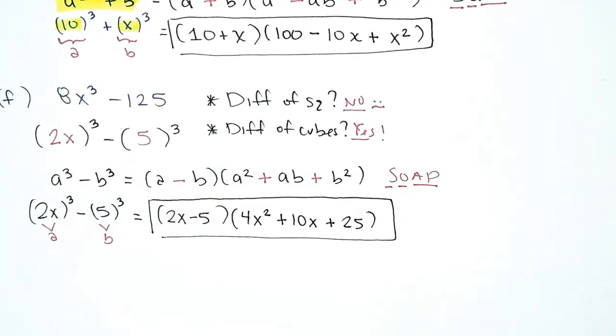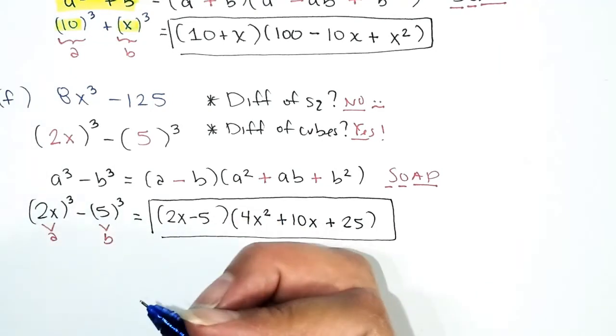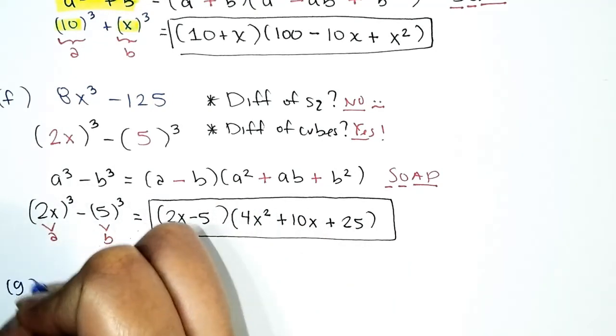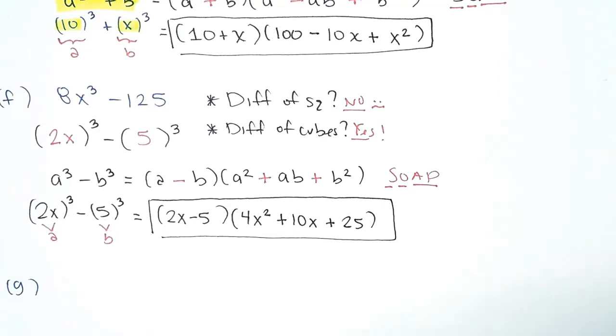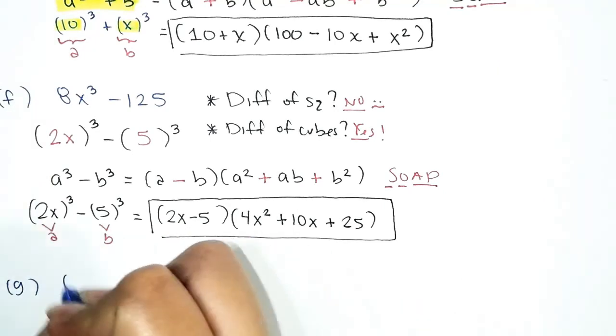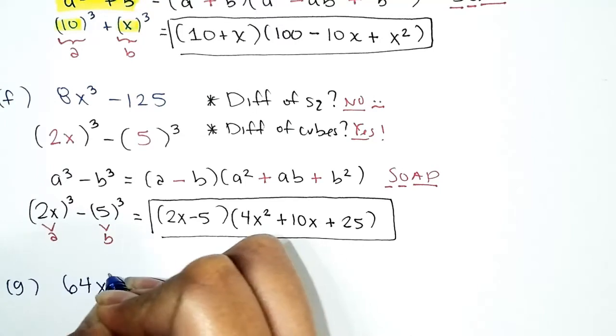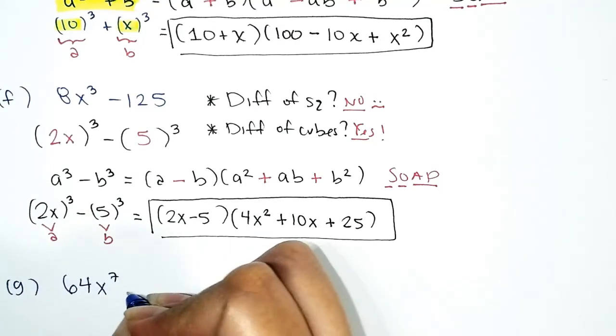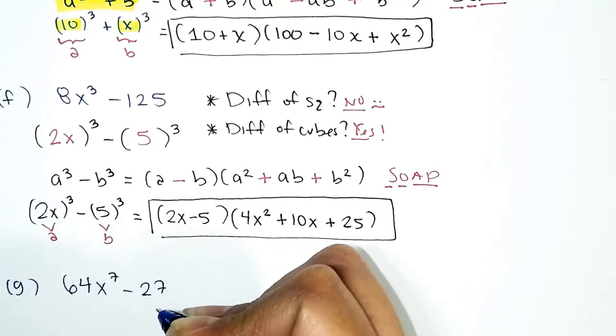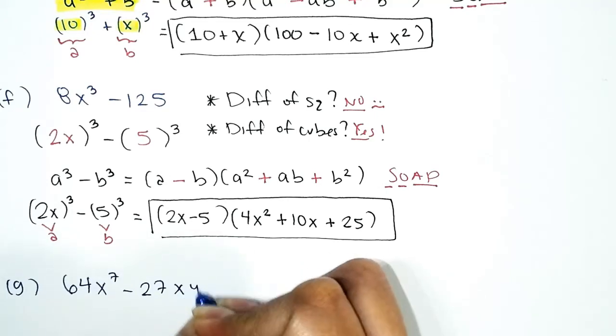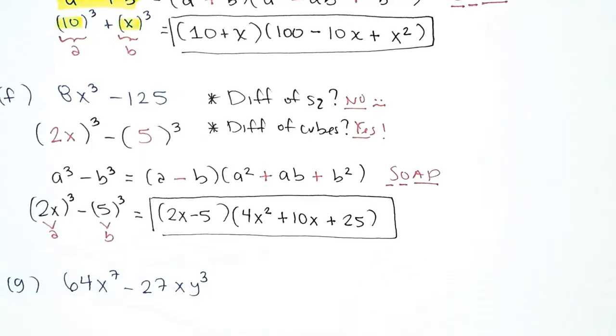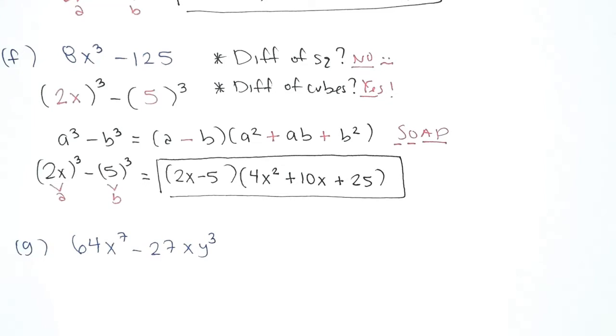Alright, next one. Okay, where am I? We have 64x to the 7th minus 27xy cubed. Alright, fantastic. Okay, the prerequisite step is to watch out for common factors.